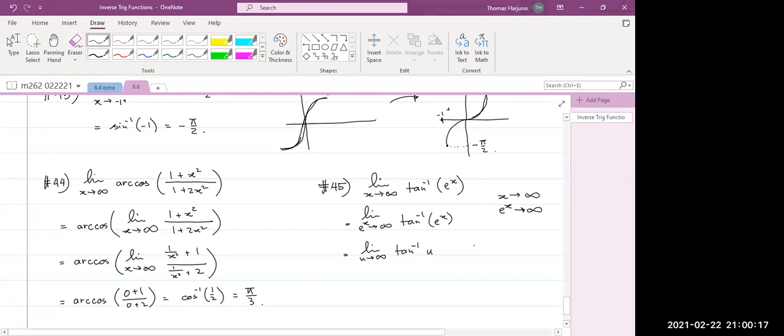What is the angle such that tangent theta approaches infinity? Pi over 2. Okay, tangent pi over 2 is undefined, because from the left hand side it approaches infinity.